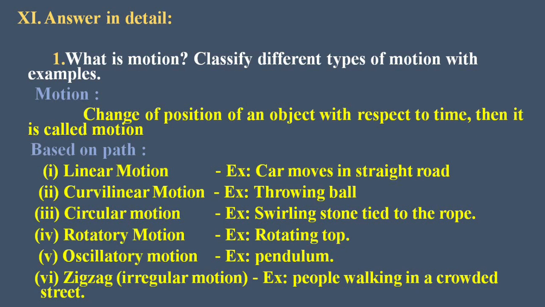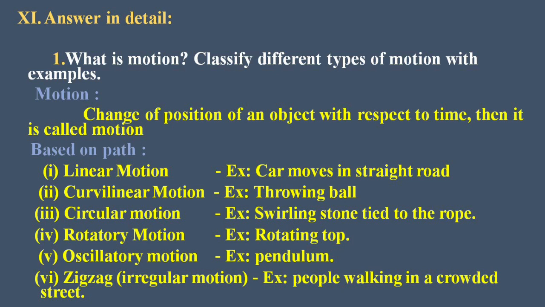They also ask for an example of each motion. An example of linear motion: a car moves in a straight line. It's a good example of linear motion. The second one, curvilinear motion. For example, throwing a ball. Throwing a ball is a good example of curvilinear motion.